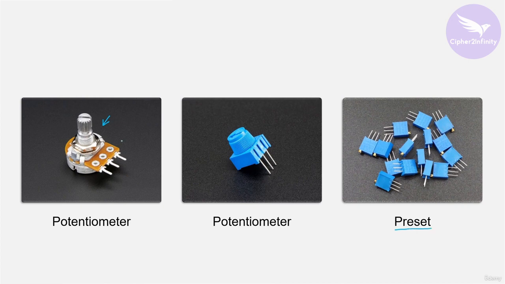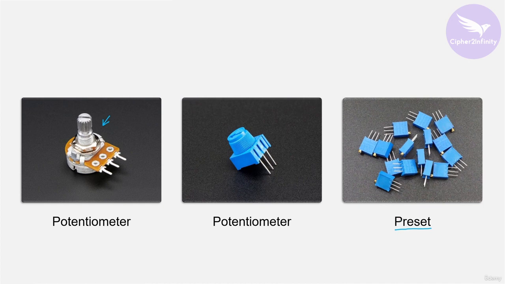If you go to the local market and ask for a potentiometer, the vendor is going to provide you with this or this one. He's going to ask you whether you want this one or this one. If you want this one and ask for a potentiometer, you will not get it. You have to use the word preset. Although the working of all three components is the same, from a mechanical construction point of view, the preset is a little different compared to these two components. That's why it is called a preset.